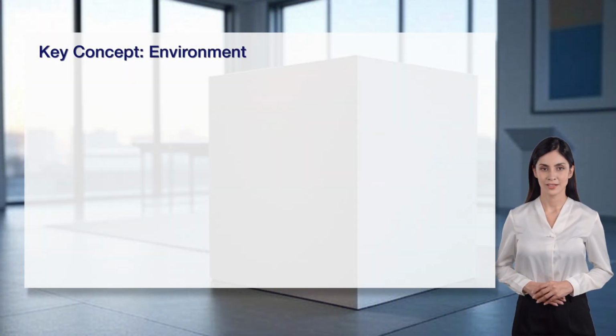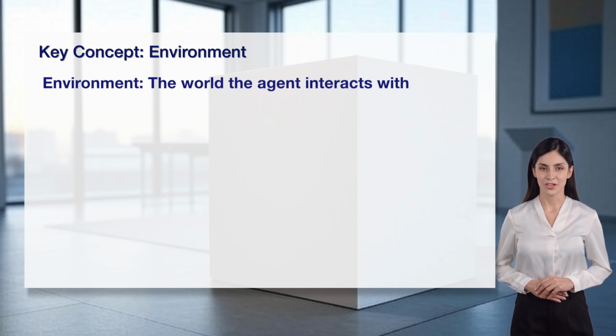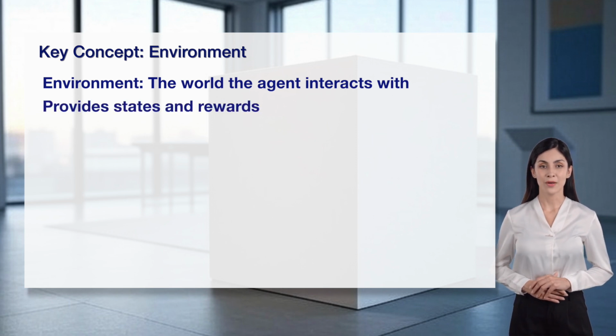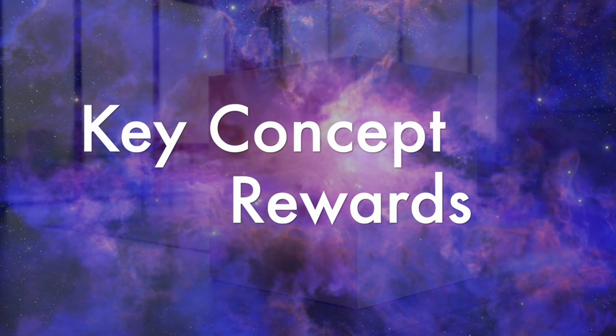Another key concept is the environment in reinforcement learning. The environment is the world the agent interacts with, providing the context for learning. It gives the agent states to observe and rewards based on actions taken. The environment can be simple, like a game, or complex, like the real world. It defines the rules of interaction, shaping how the agent learns and behaves over time.